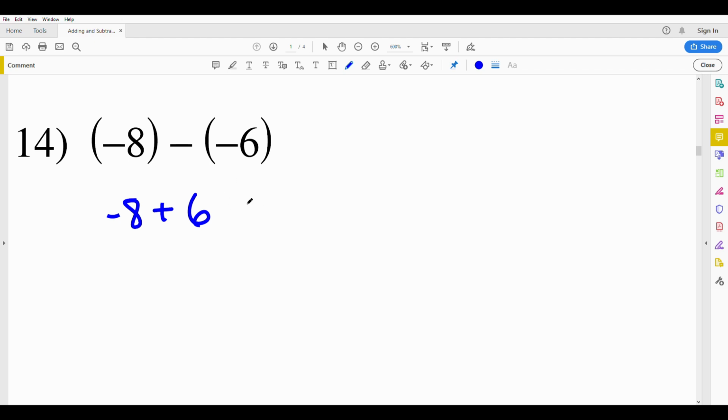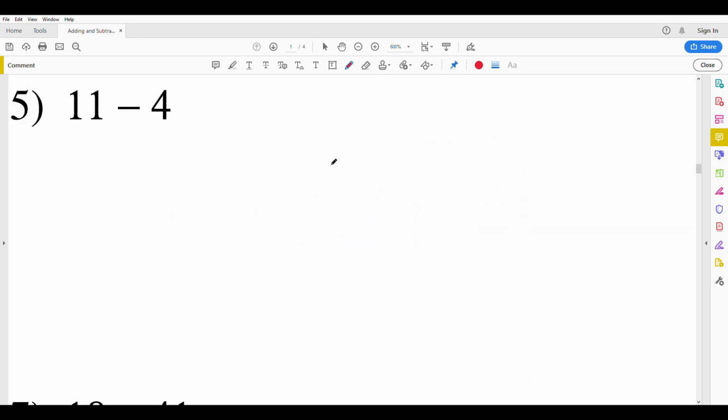-8 plus 6, remember we're moving to the right, that's going to be a -2, because this -8, that absolute value is greater than 6. Even though -8 is less than 6, or to the left of 6 on the number line, the absolute value of it, the distance from 0, is 8, where this distance from 0 is 6. So because -8 is further away from 0, our number is going to be negative. So again, at number 14, our solution is -2.